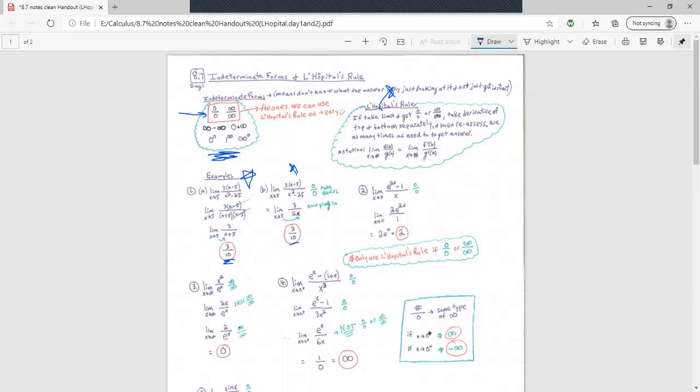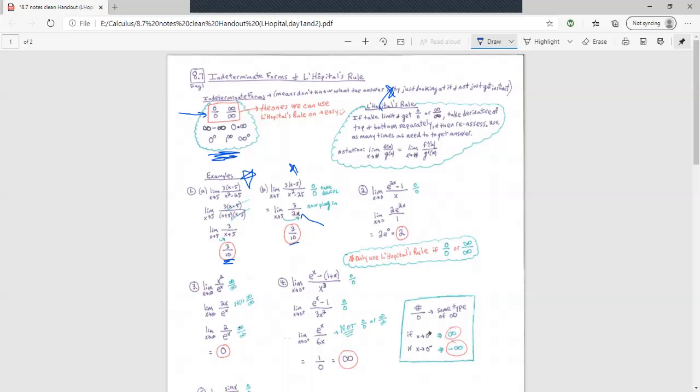Here's how L'Hopital's rule works. Don't take the derivative of that whole fraction. You're not going to do some crazy quotient rule there. It's not that complicated. You do the derivative of the top by itself. So the derivative of that 3x minus 15 is equal to 3. And then you do the derivative of the bottom by itself. The derivative of that denominator is just 2x.